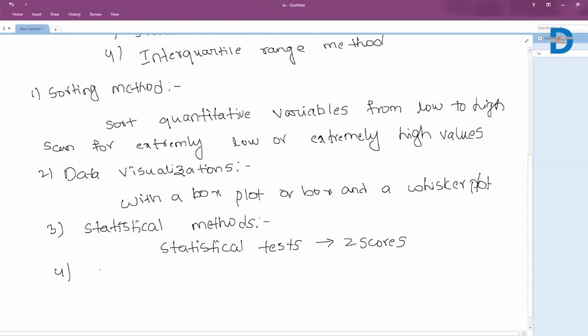And the fourth one is the interquartile range. The interquartile range tells the range of the middle half of your data set. So once we know the middle half of the data set, if any outliers are present, we can get them easily with the interquartile range. So these are the 4 methods which are used to identify the outliers in a data set. Thank you.